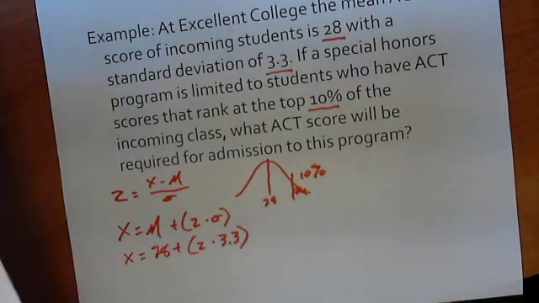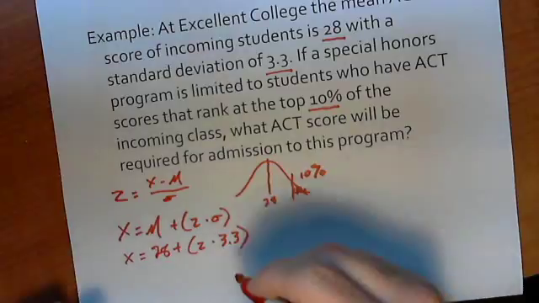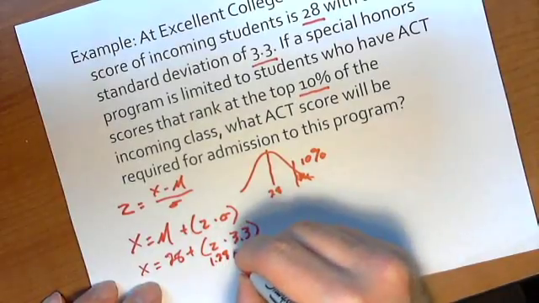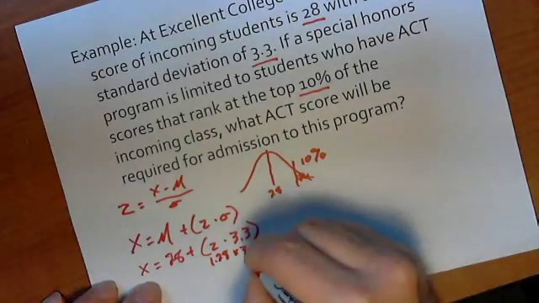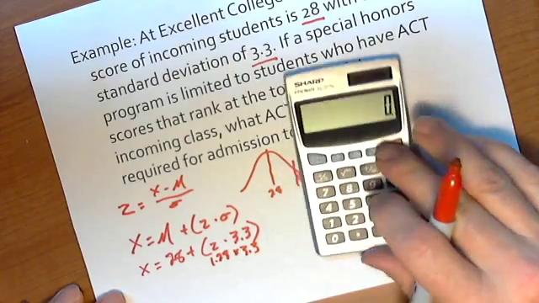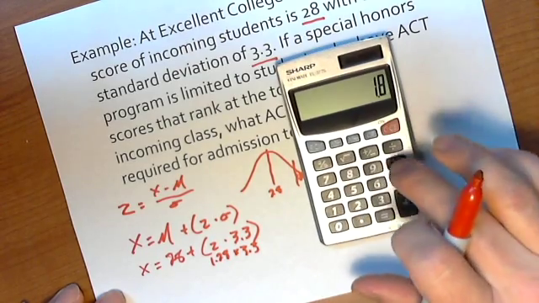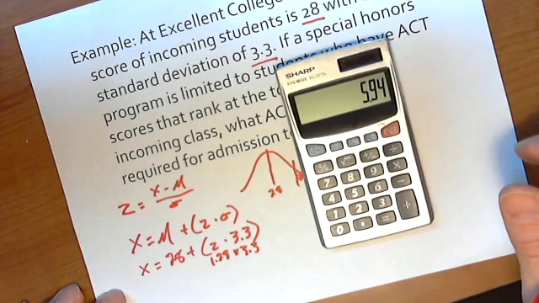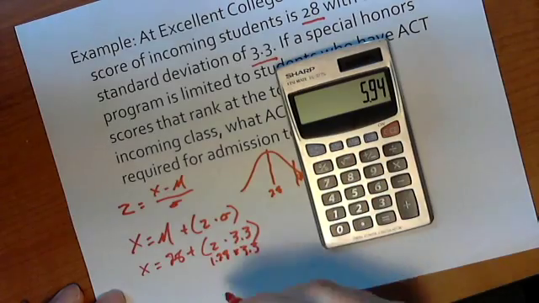Sorry for the poor quality here. And then as we go across, that z-score is 1.28. That's related to that. So we're going to put our z of 1.28 here times 3.3. And so when we do that, 1.28 times 3.3, we get 5.94.